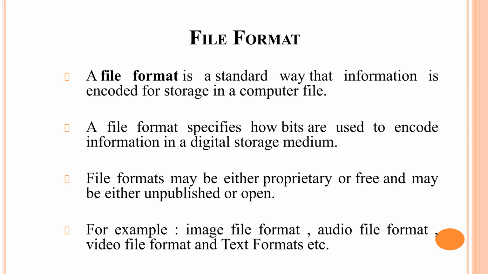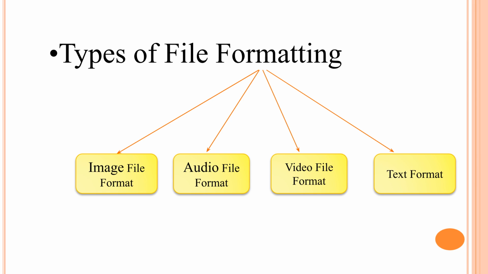A file format is a standard way information is encoded for digital storage. It specifies how bits are used to encode information. File formats can be proprietary or free, unpublished or open. Examples include image, audio, video, and text formats. Digital information is categorized into several types of file formats, including image, audio, video, and text formats.